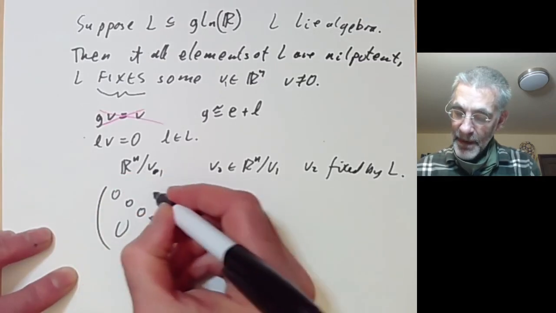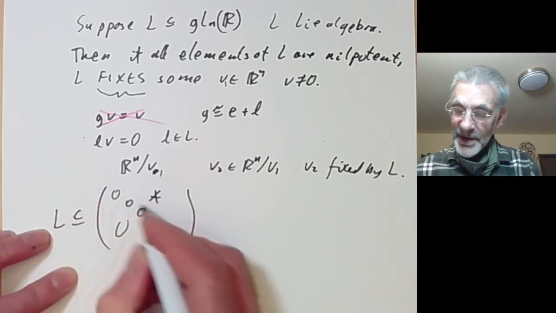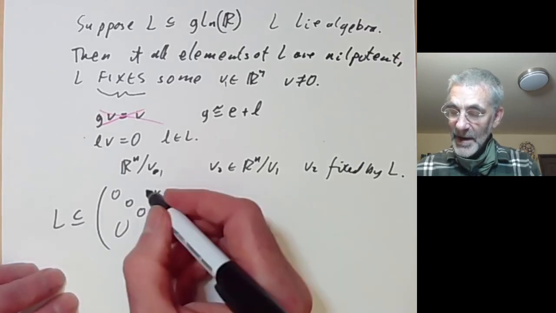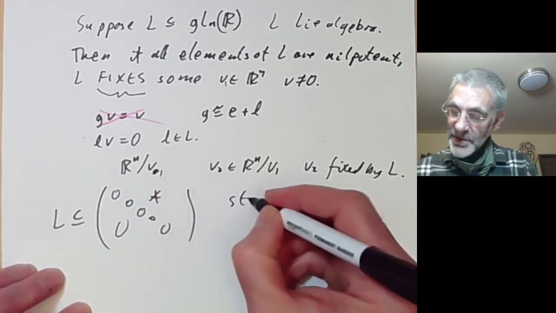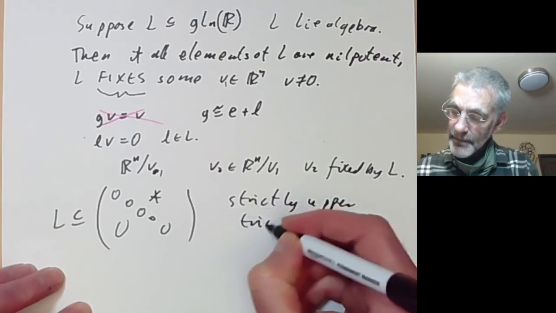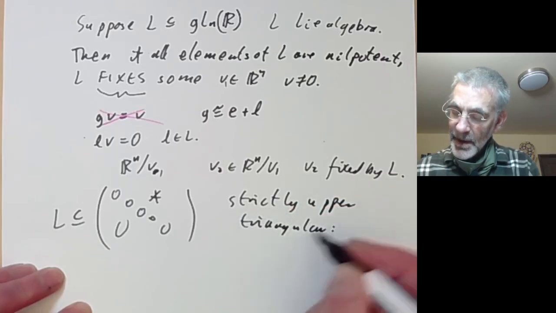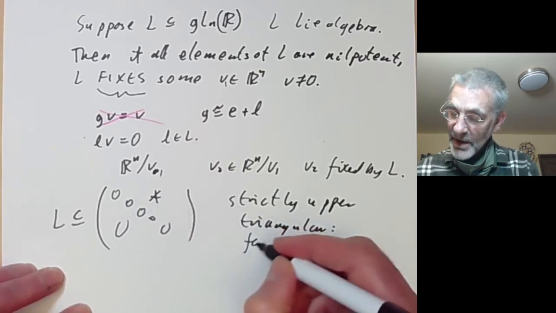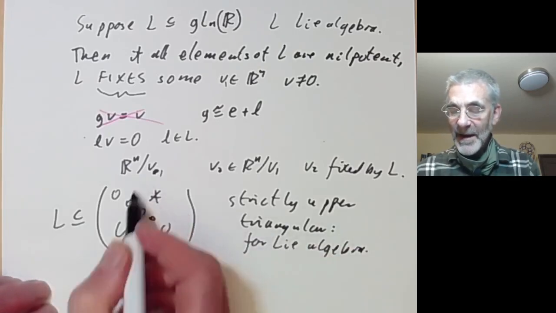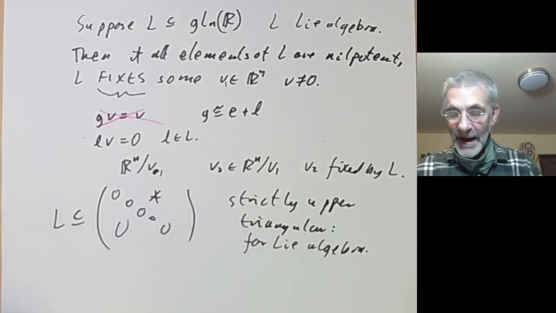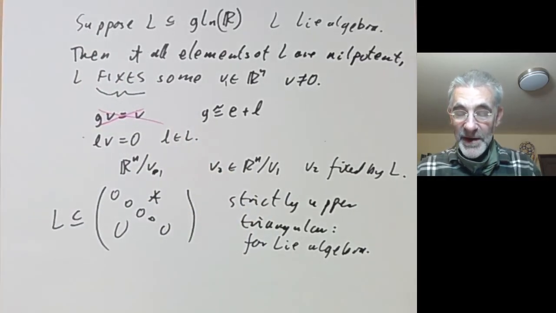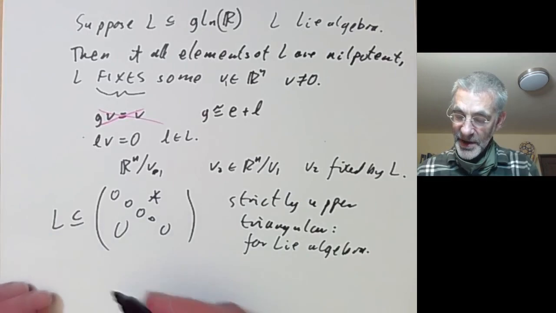So L is now contained in the subspace of these matrices. And the set of these strictly upper triangular matrices form a Lie algebra, and on the one hand the elements are obviously nilpotent, and on the other hand they satisfy the definition of being a nilpotent Lie algebra that I mentioned earlier.